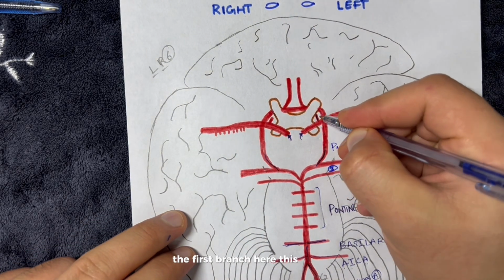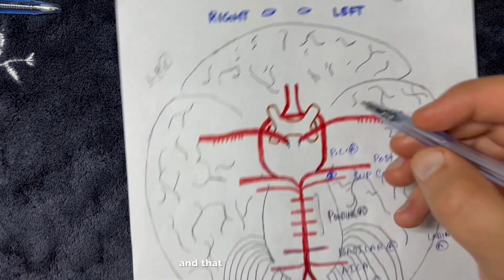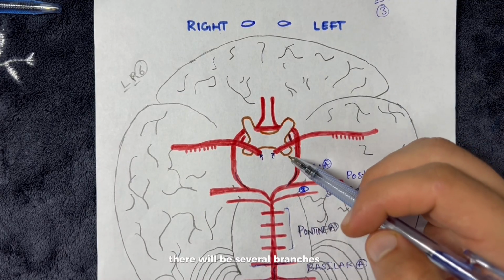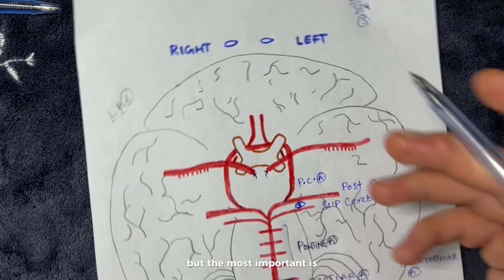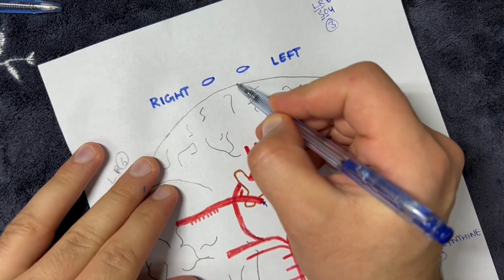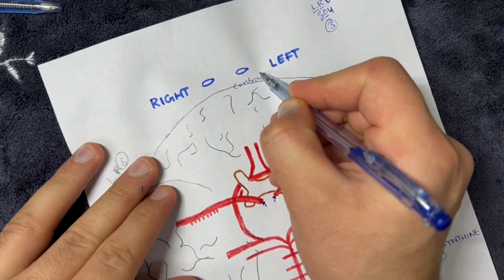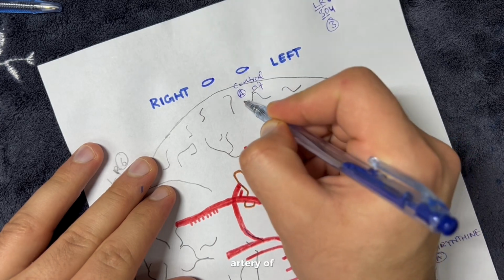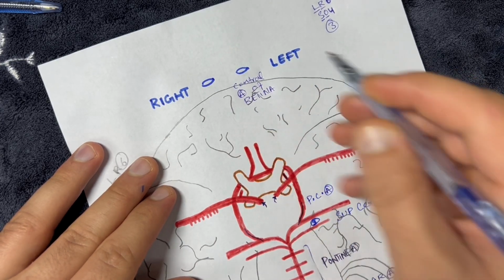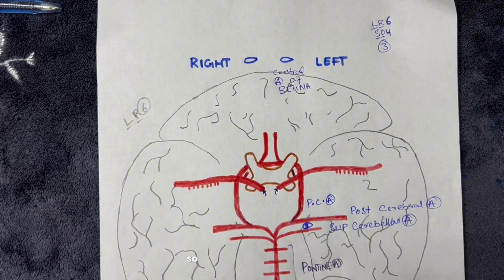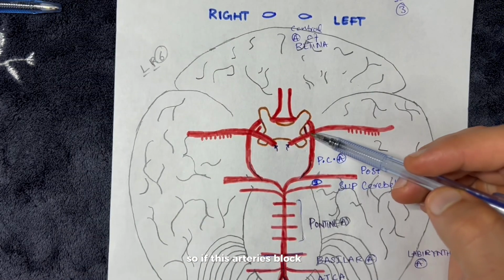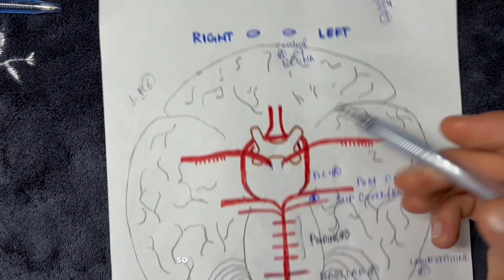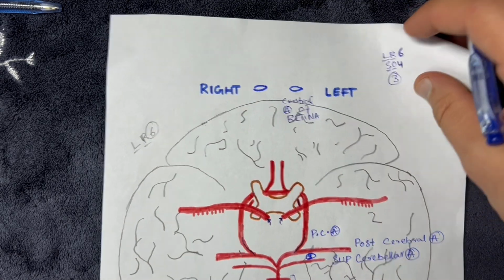The first branch here is the ophthalmic artery, and that will supply the eyes. There will be several branches of this, but the most important is the central artery of the retina. So if this artery is blocked or damaged, most probably by diabetes, we can have blindness here.